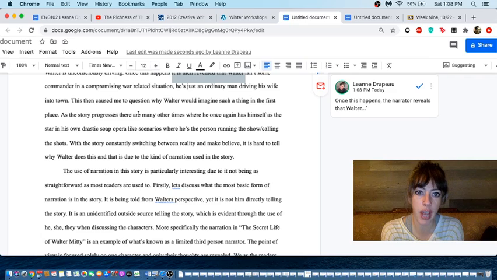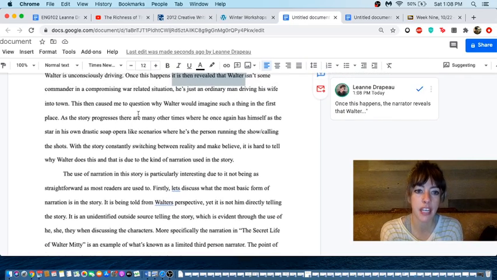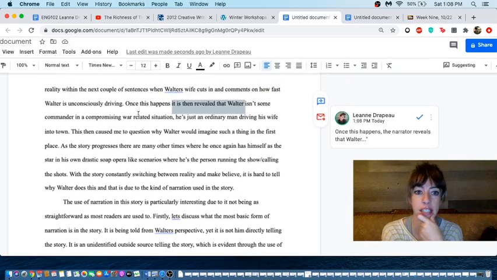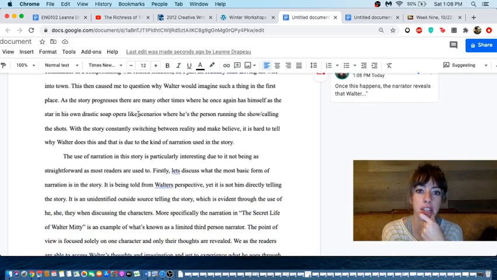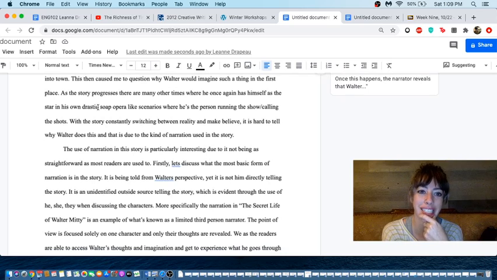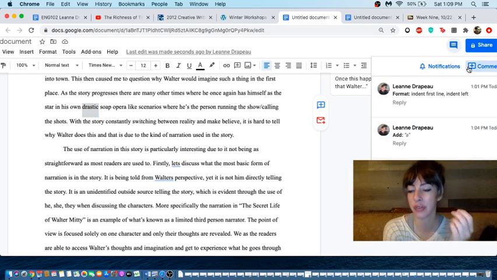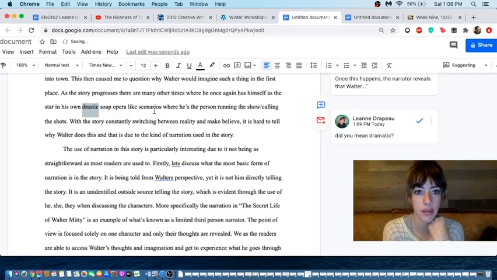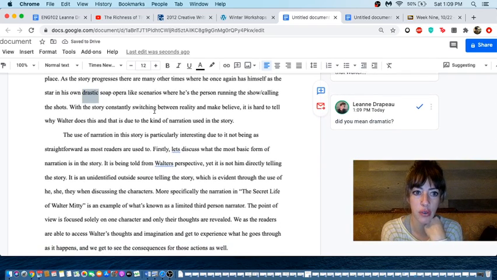This then caused me to question why Walter would imagine such a thing in the first place. So now we're getting into the reader's head through what the writer is saying. We're getting into the writer of this essay's head as they were reading, which is an interesting way to look at literary analysis. As the story progresses, there are many other times where he would once again ask himself to star in his own drastic soap opera. I think maybe the word they wanted was dramatic, but I don't know. So I'm going to say, did you mean dramatic? Drastic works, but not quite as well as dramatic there. Like the scenarios where he's the person running the show, calling the shots.